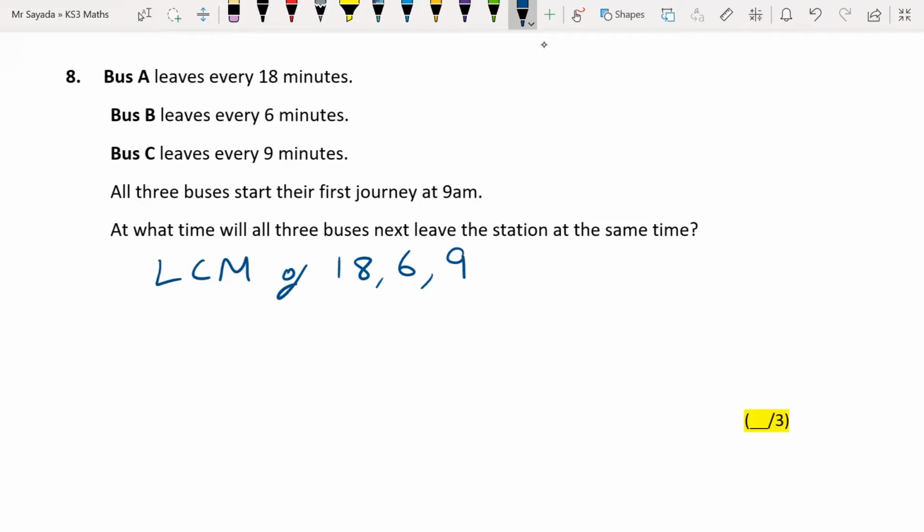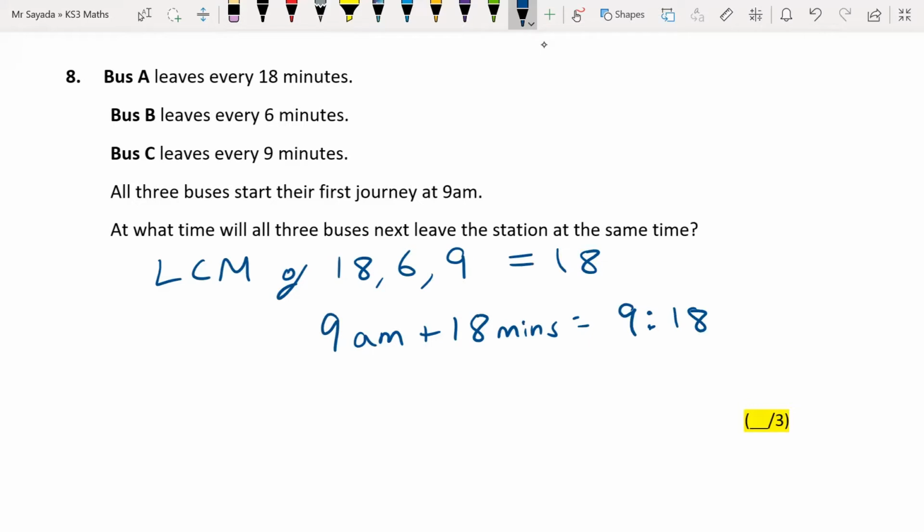If you've not yet done that, please do it now. Pause the video to do it and press play once you're ready. You should have found that the lowest common multiple of 18, 6, and 9 is 18. So therefore, at what time will all 3 buses next leave the station? Well, if they start their first journey at 9 AM, I just need to add those 18 minutes on, and that will be 9:18. Every 18 minutes, all 3 buses will leave the station at the same time again.